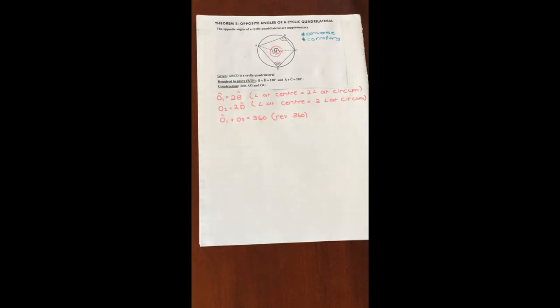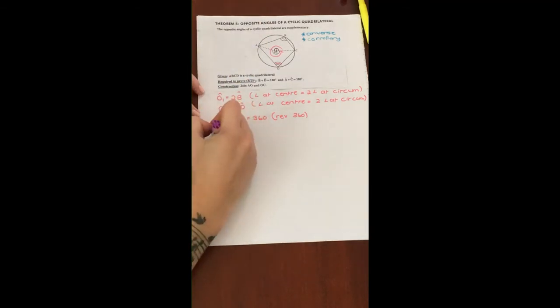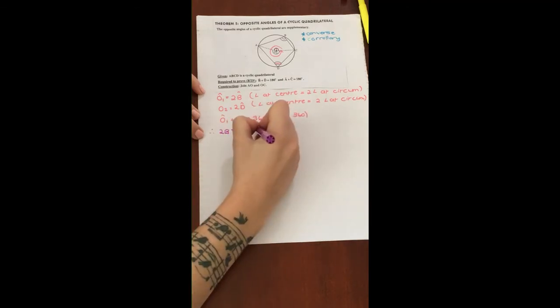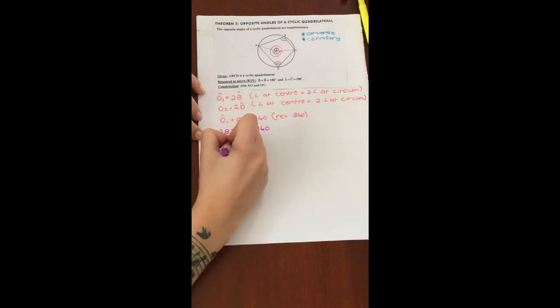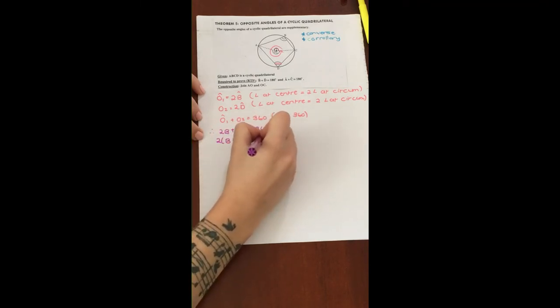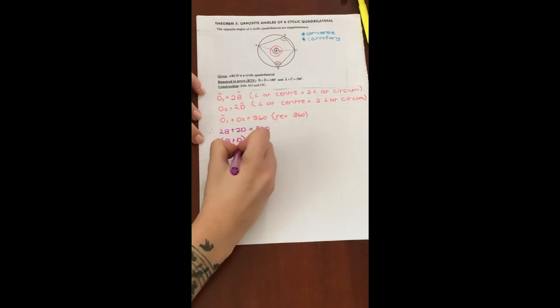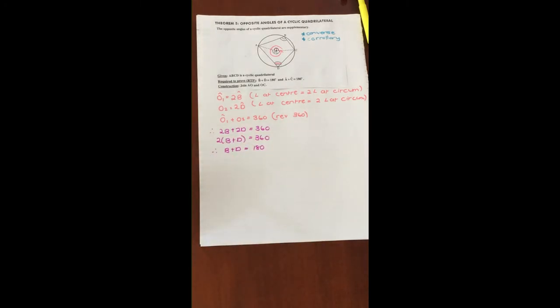I'm sure you can guess now where we're going with this proof. We have already shown that O1 is 2b and O2 is 2d, so we can replace it. We can therefore say 2b instead of O1, plus 2d, is equal to 360. Now if we factorize this and take out the 2, we get 2 times (b plus d) is 360. Therefore, if I divide both sides by 2, b plus d is 360 divided by 2, which is 180. Do you see that we have proved that b plus d is 180, and that's what we were trying to prove?